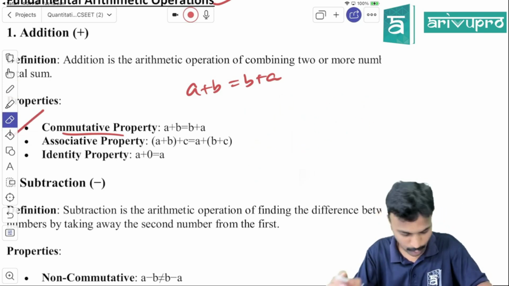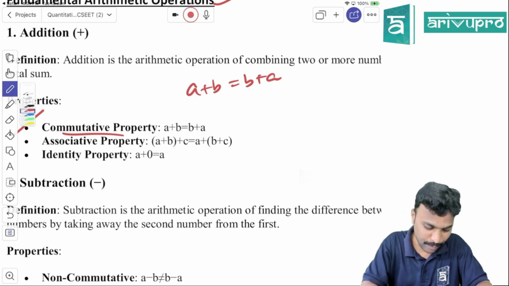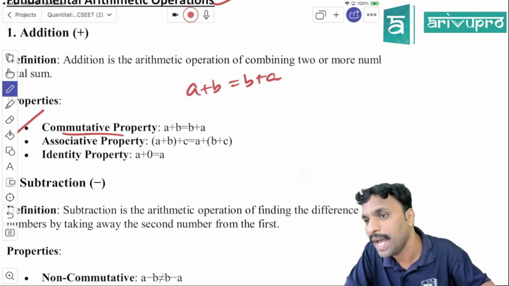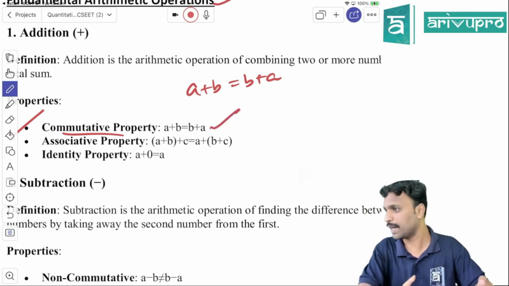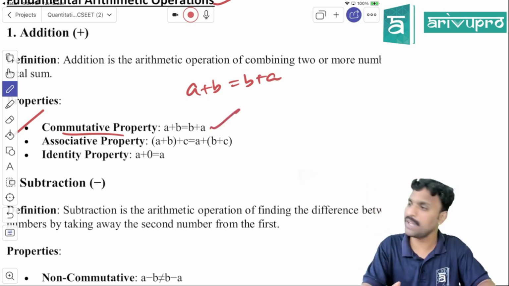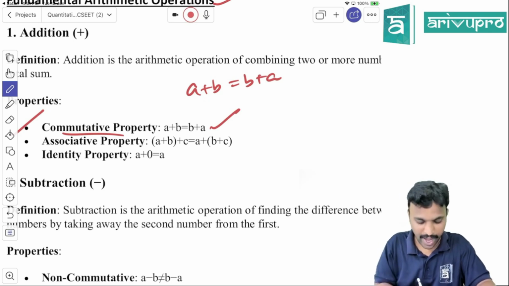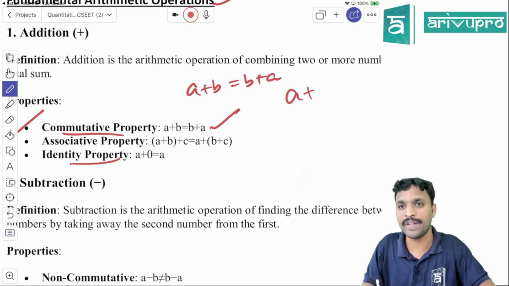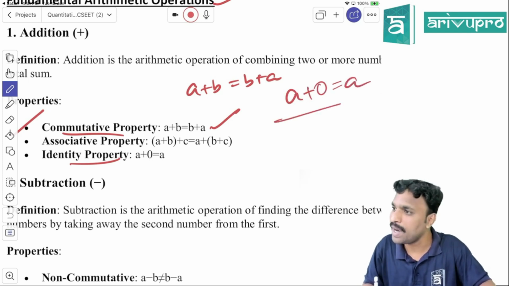Purida. Commutative property means what? A plus B is the same as B plus A. We have proved it. It holds. Associative property for addition, it holds. Now, identity property. What is the identity property? If you add any number with 0, it will be the number itself.